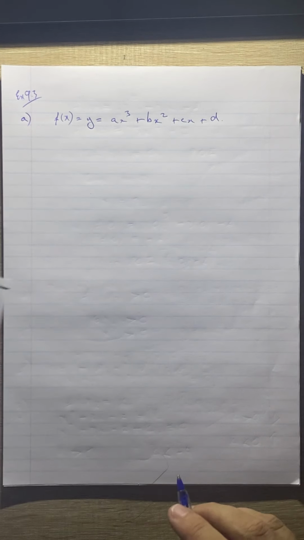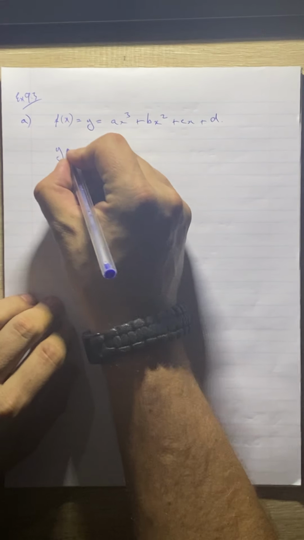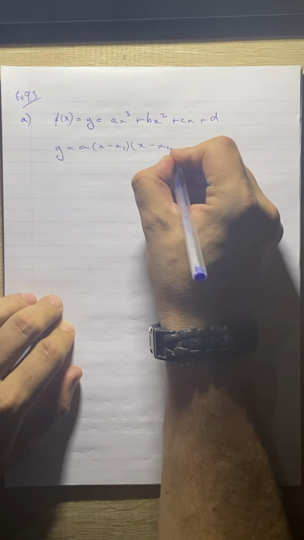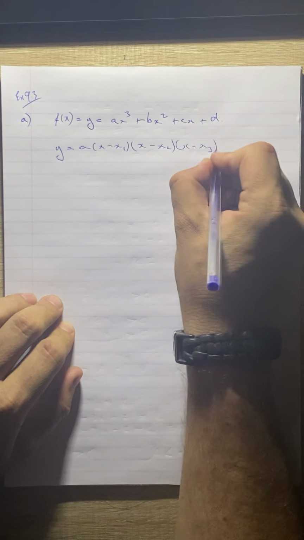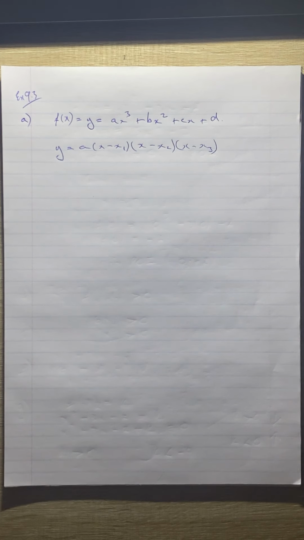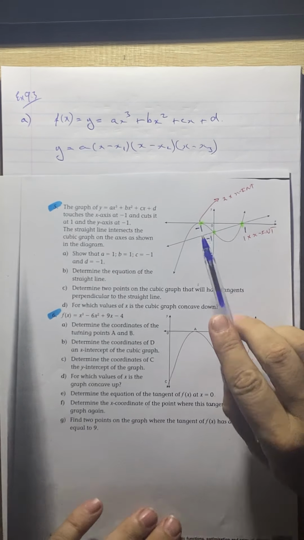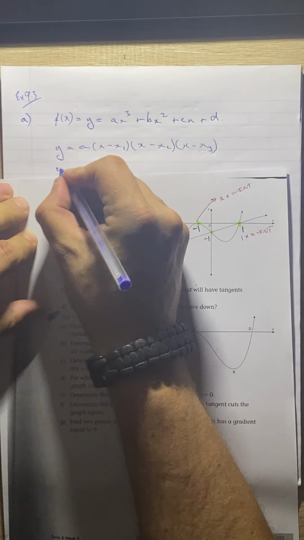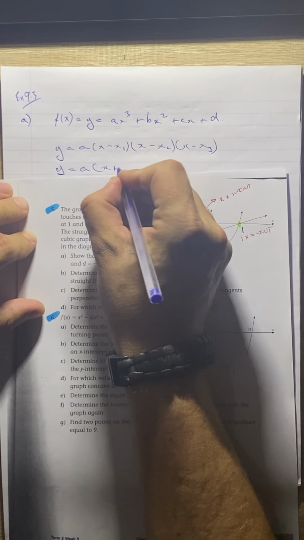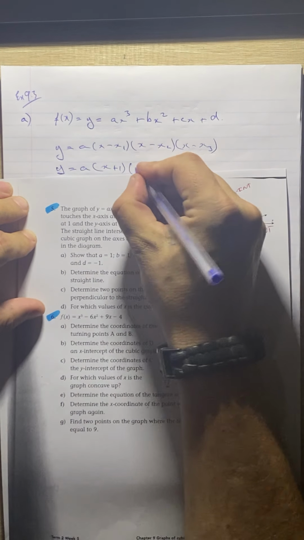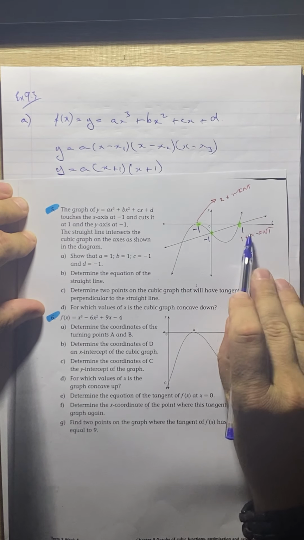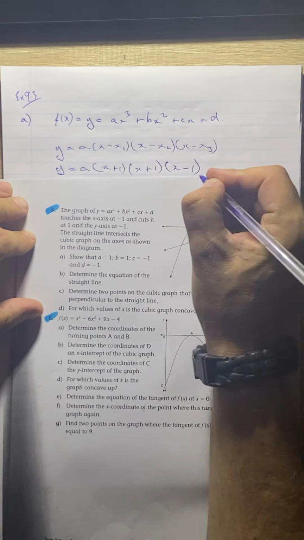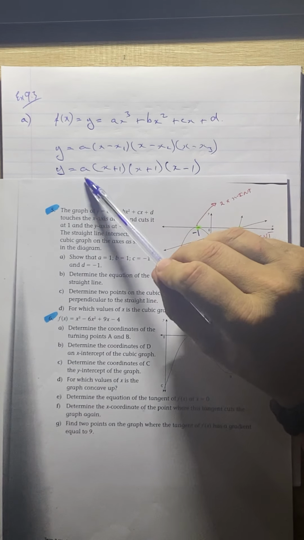So what I'm going to do is use this equation: y is equal to a times (x minus x1), (x minus x2), and (x minus x3), because we've got our x-intercepts. Okay, so if I put this one in, I'm going to get x plus 1, because the minus and the minus will give us a plus. So we get y is equal to a times (x plus 1), but remember we have 2 of them. So it's (x plus 1) for those ones. For this one over here, if I put the 1 in here, we're just going to get (x minus 1).